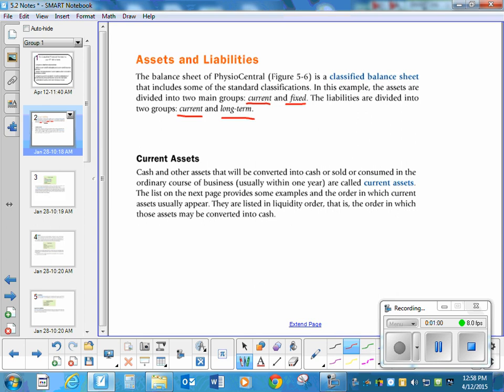Current assets are cash and other assets that will be converted into cash or sold or consumed in the ordinary course of business, usually within 1 year. So if it's a current asset, it's something that could be used or sold in 1 year. The list on the next page provides some examples, and we'll talk about that.